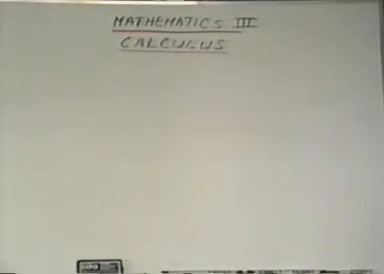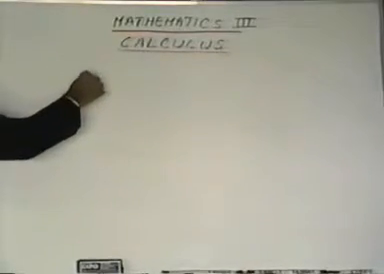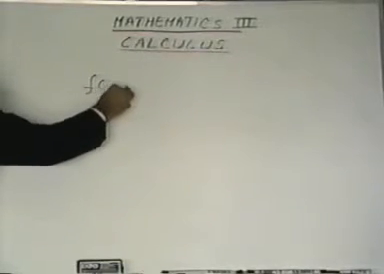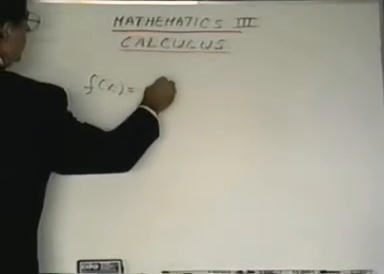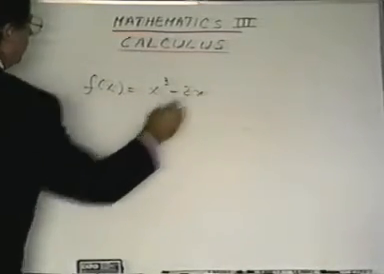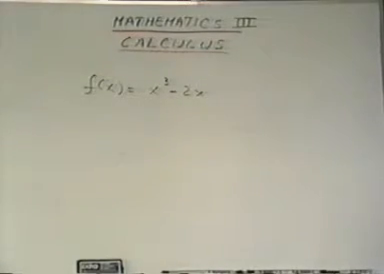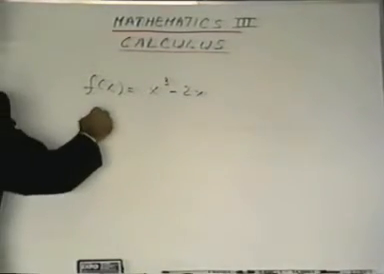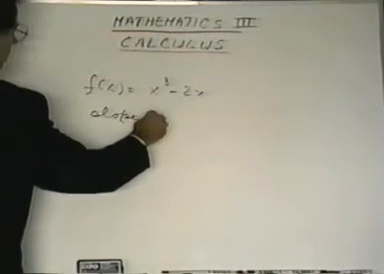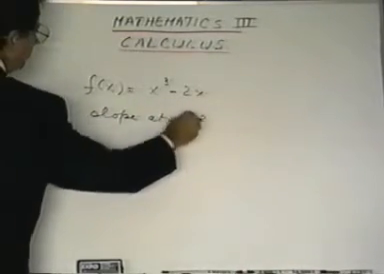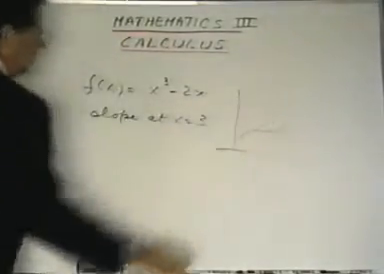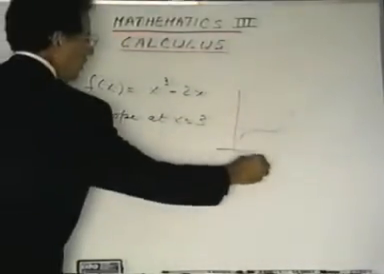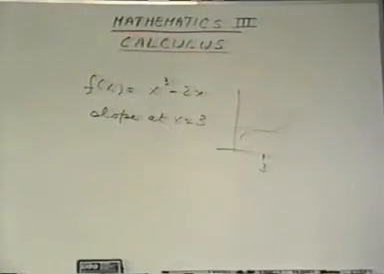Let's suppose I have a function given by f of x equals x cubed minus 2x. I would like to find the slope of this function at x equals 3. So I have some kind of a function like we had before, and I'd like to find the slope at the point x equals 3.